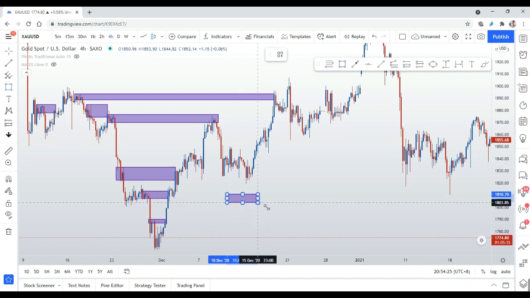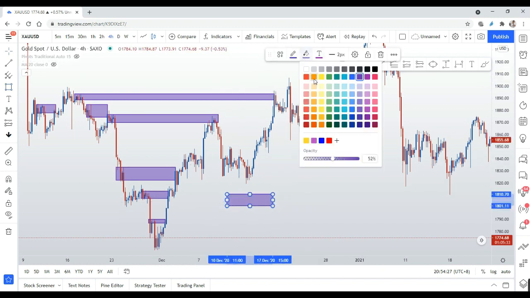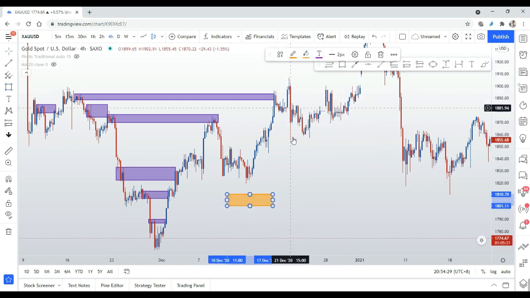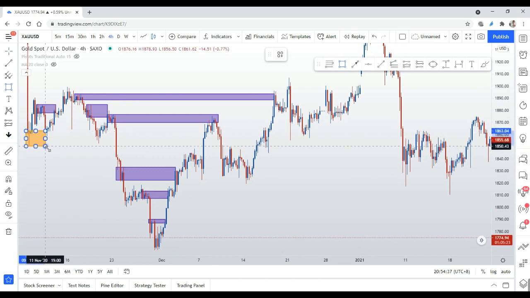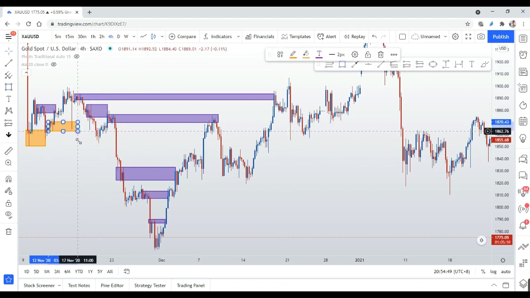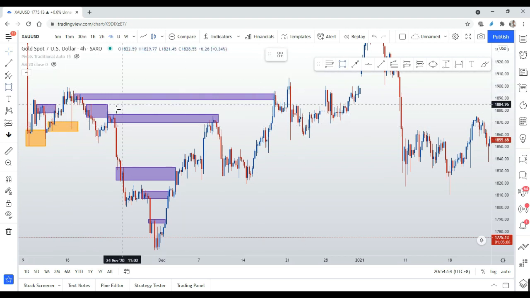Now let's do some demand zone on the movement. All right, orange color. So demand zone. Here we have a demand zone. All this demand zone or supply zone, I base on the things that I teach. And for me, it works very well. Can you see? It works very, very well.